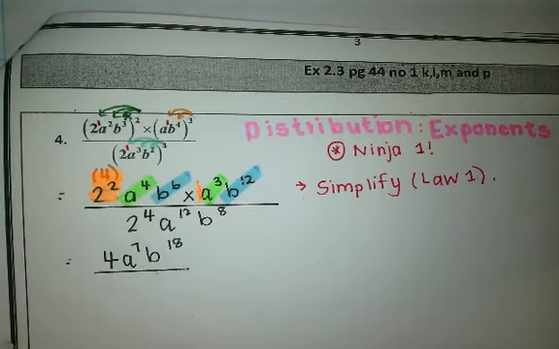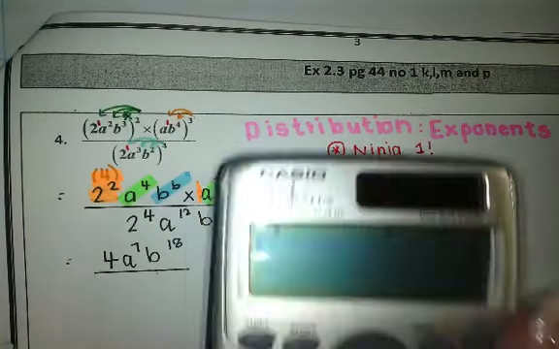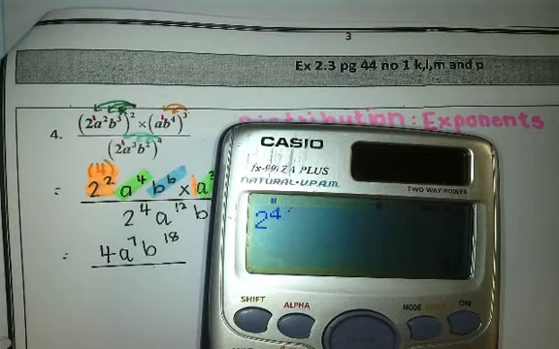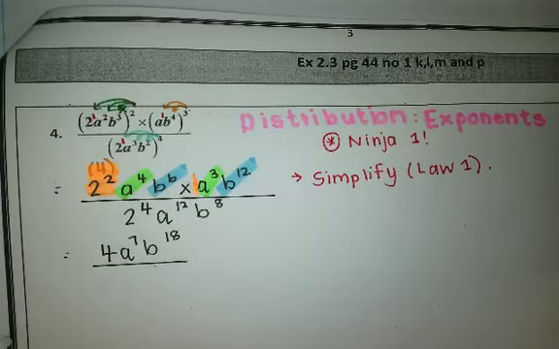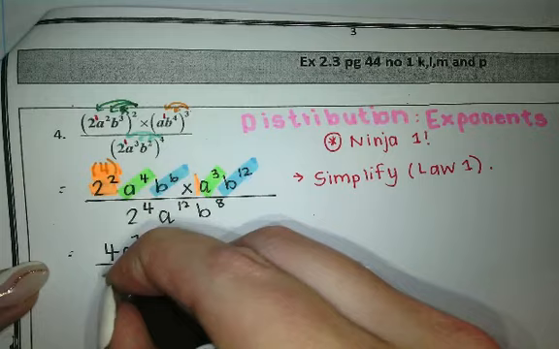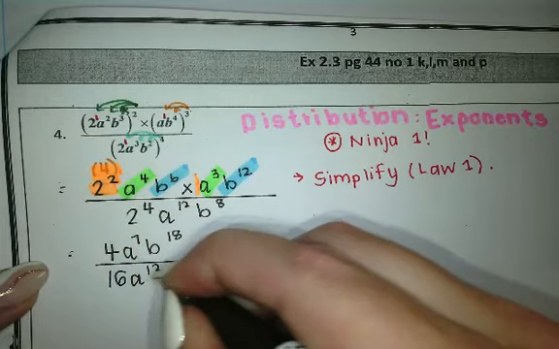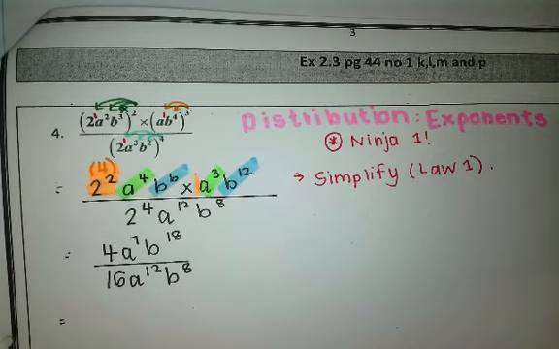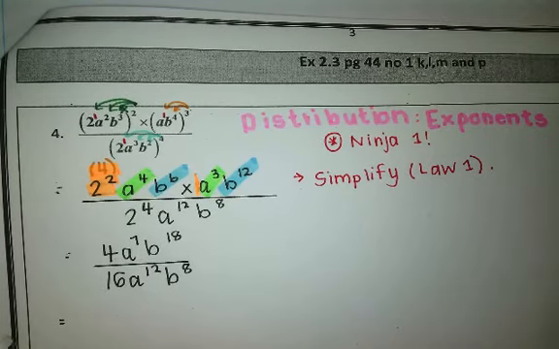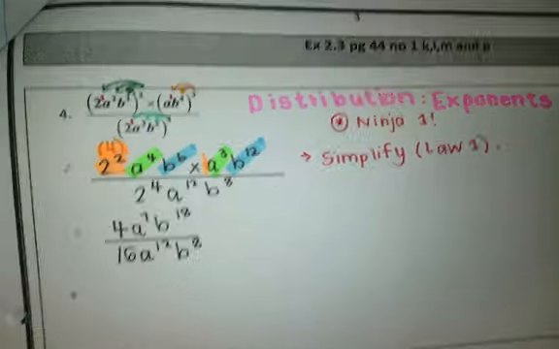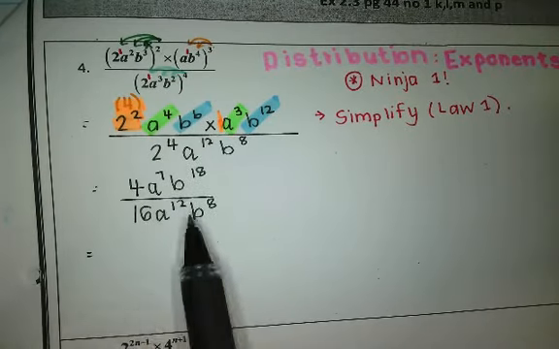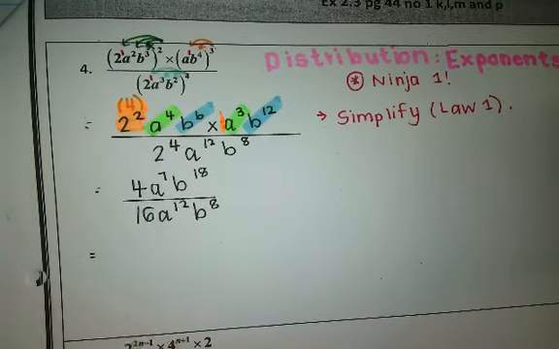Yeah. Okay, all divided by, in your calculator, 2 to the power of 4 is 16. So this is 16, a to the power of 12, b to the power of 8. Are we okay? Right, yes. 2 to the power of 4 simplifies to 16, and then you just write the rest down.